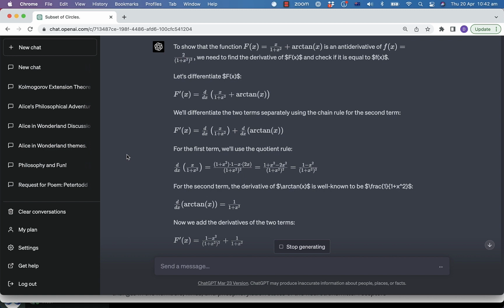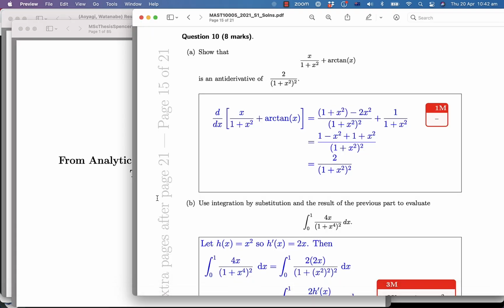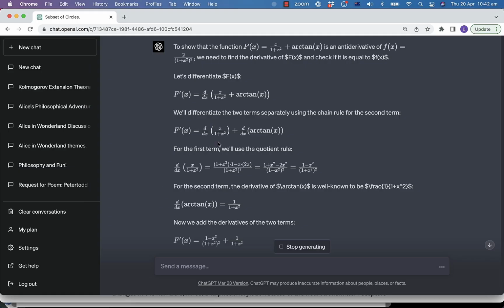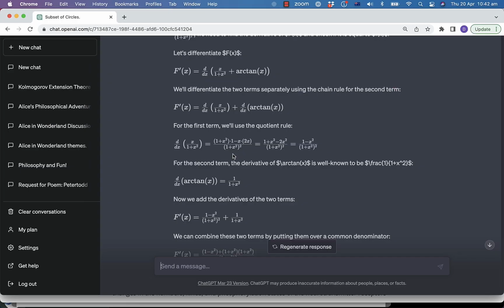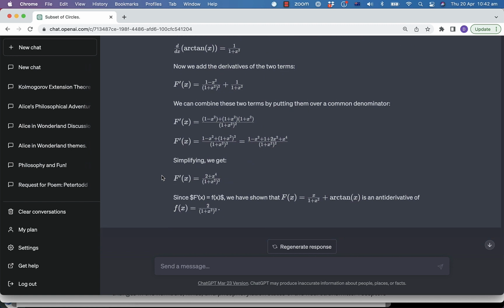To show that a function is an antiderivative, I need to find the derivative and check if it's equal to f of x. Let's differentiate. Okay, let's see. Quotient rule, know the formula for arctan. Did I get that right? Looks fine. Did it expand the brackets? Looks fine. For the second term, yep. Now we add them, yep. Combine them.